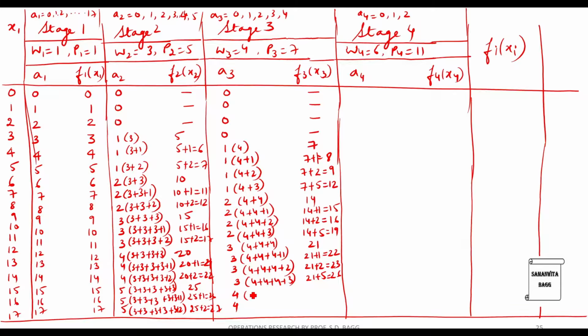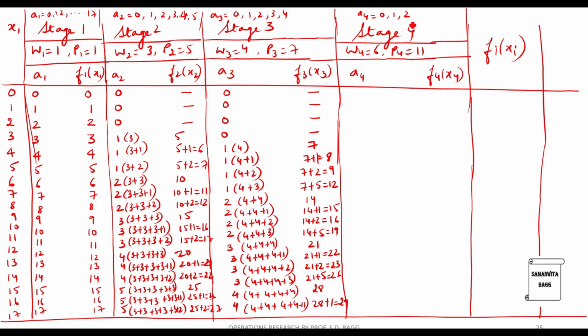Then the value is 16. So it is 4 times 4. So it is 7 fours are 28. And here you have 4 plus 4 plus 4 plus 4 plus 1. So this will be 28 plus 1 is 29. And then we'll go for the last stage.